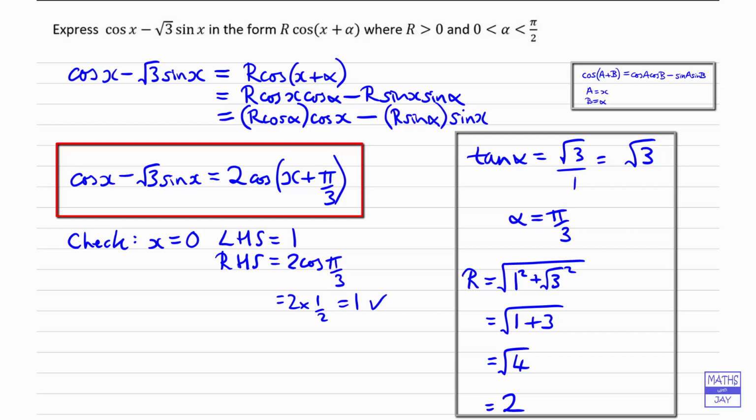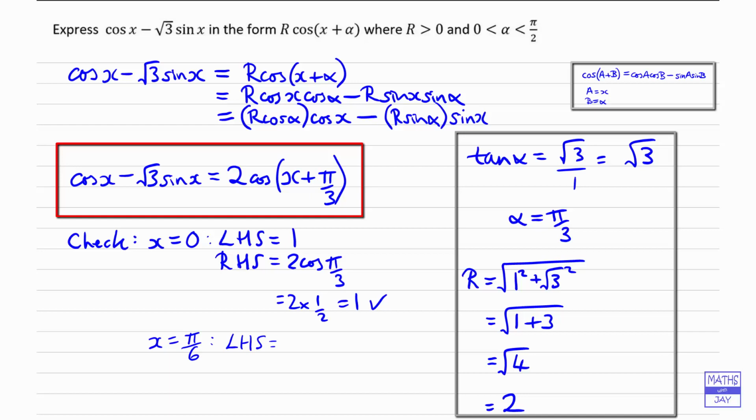And it's a good idea to do another check, because you could find that x is 0 comes out right, but maybe another angle wouldn't. What would be an easy one to check here? You can check anything you like, but if we're doing it in our heads, it's nice to choose some that give us nice answers. So I would go for pi by 6.